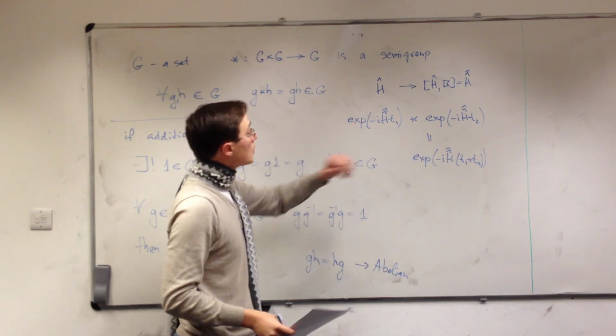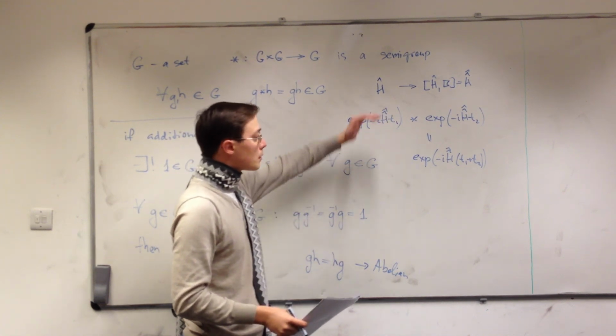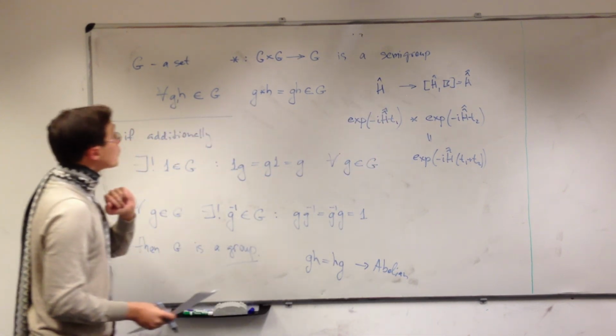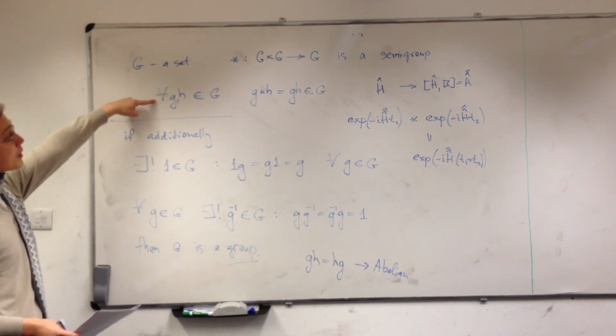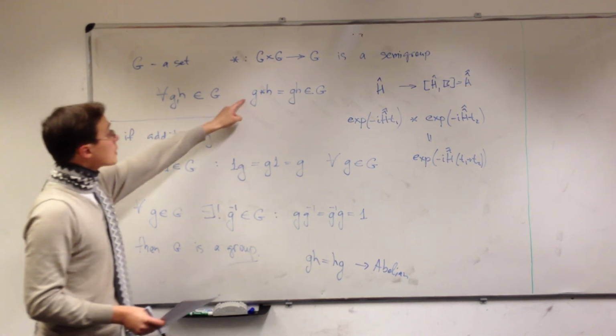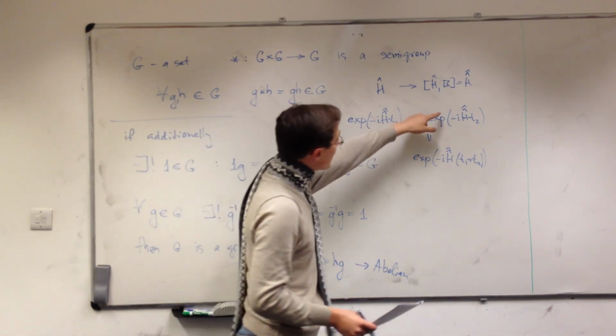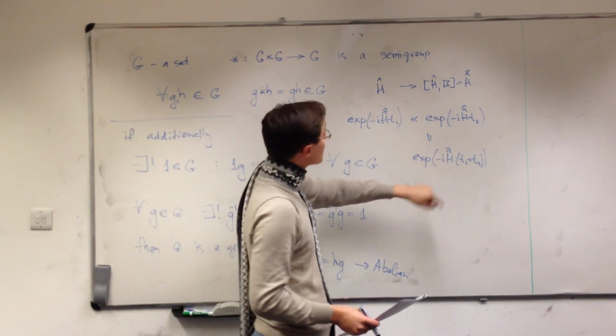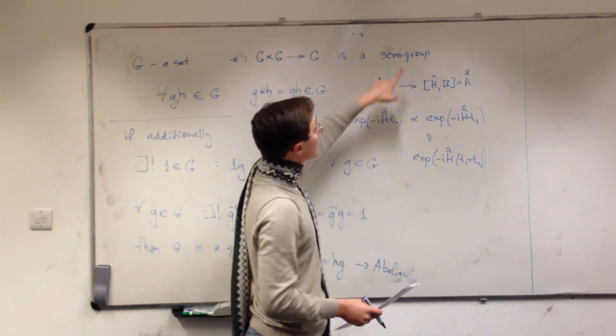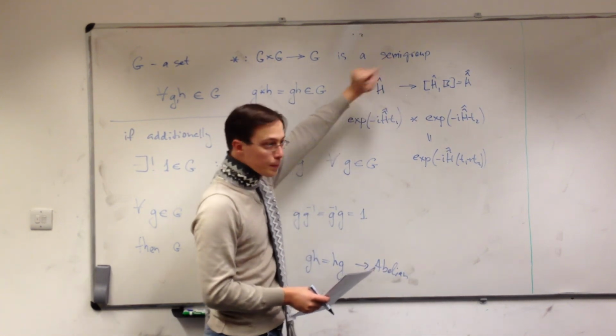And for a static Hamiltonian, it always commutes with itself. We can do it. So what we have here is the first property that is satisfied. The product of two elements belongs to the group. The product of two propagators is also a propagator. So at least the set of propagators is a semigroup.